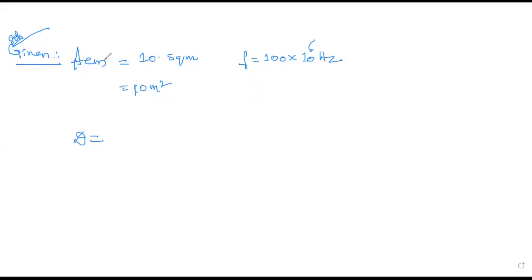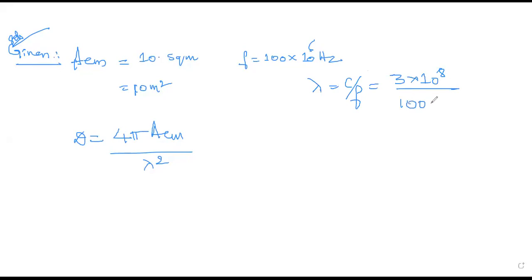How do you calculate? What is the formula of directivity relating to Aem, the maximum effective aperture? You know that it is 4 pi Aem divided by lambda square. So find out what is lambda. C by F, which is 3 into 10 power 8 divided by 100 into 10 power 6, which is 3 meter. Substitute the value here. It is 4 pi into 10 by 3 square.